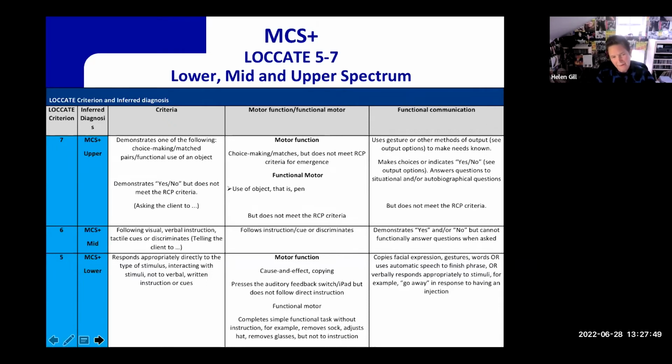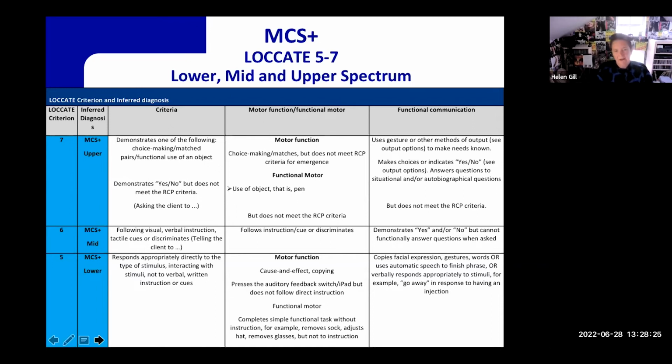So MCS plus lower for communication, we'd look at someone who can copy facial expression, gesture, for example, uses automatic speech to finish phrases, or verbally responds appropriately to stimulus. For example, they might say, go away in response to having an injection. But again, they're not following these verbal instructions. If you ask them to do that, they can't do it. And obviously, this is a very complex area. So there are some responses that might fit in between, but these are the general areas if you look at the key on the left-hand side.